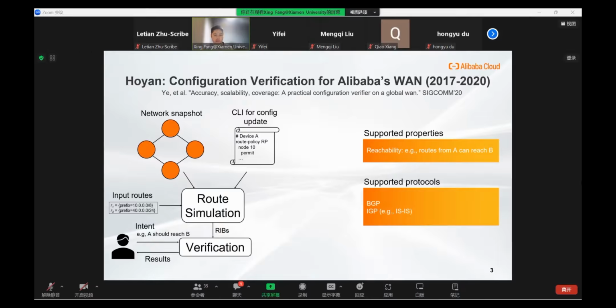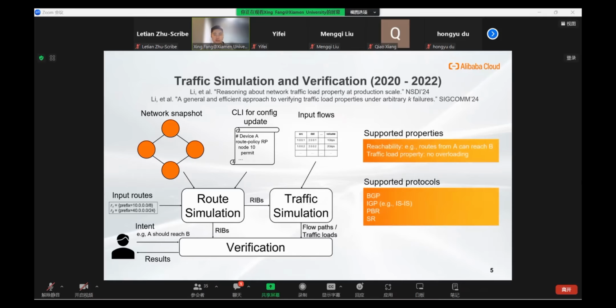In its early stage, Hoyan mainly focused on reachability verification. For example, checking whether routes from router A can reach router B, and it supports control plane protocols such as BGP and the IGP. Between 2020 and 2022, Hoyan was gradually enhanced with traffic simulation and verification capabilities, as traffic-related incidents had become one of the major causes of network failures.